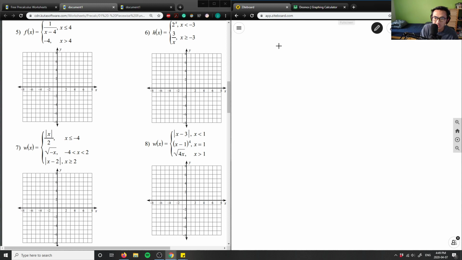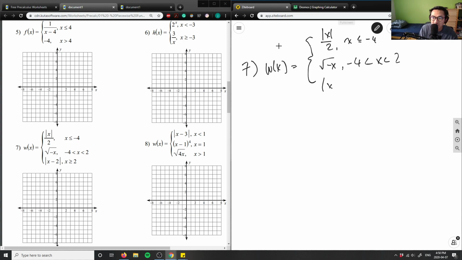And hopefully I finish. So this is w of x, a piecewise function with 3 parts. We have the absolute value of x over 2 if x is less than or equal to -4, we have the square root of -x if it was between -4 and 2, and then we have the absolute value of x minus 2 if x is greater than or equal to 2. So again, we have 3 parts, and I'm going to label them as well.